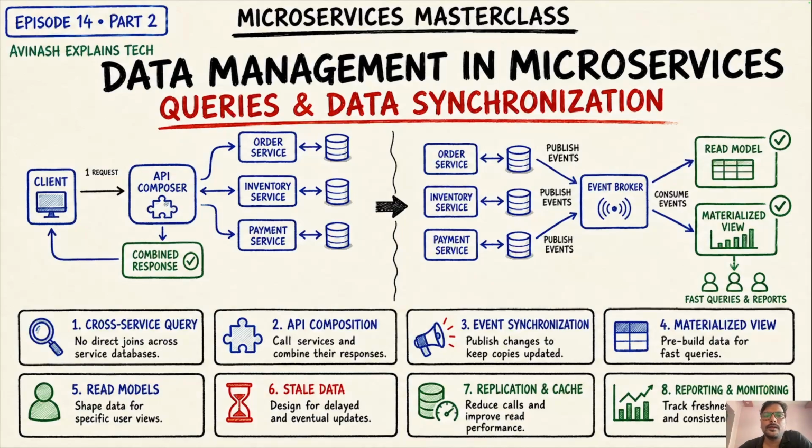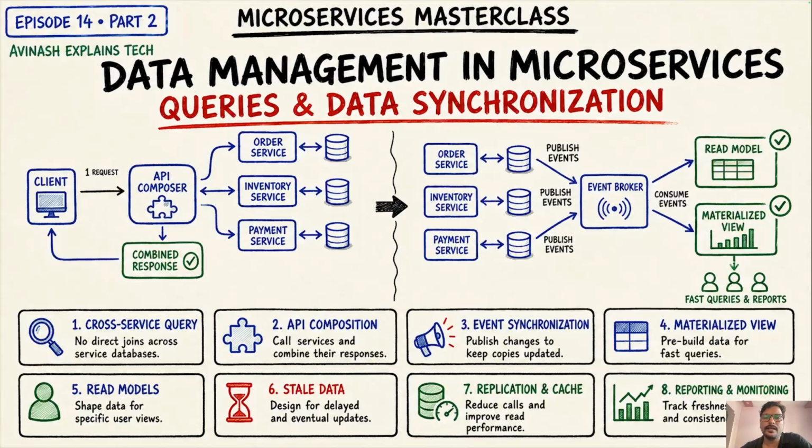Let's quickly recap the complete diagram. When services have separate databases, we cannot directly join their tables. For simple and current queries, we can use API composition to call multiple services and combine their responses. For faster and more complex queries, services can publish events to synchronize data into materialized views and read models. Read models shape the data for a specific screen and reporting requirement. Business event synchronization is asynchronous. We must design for temporary stale data.